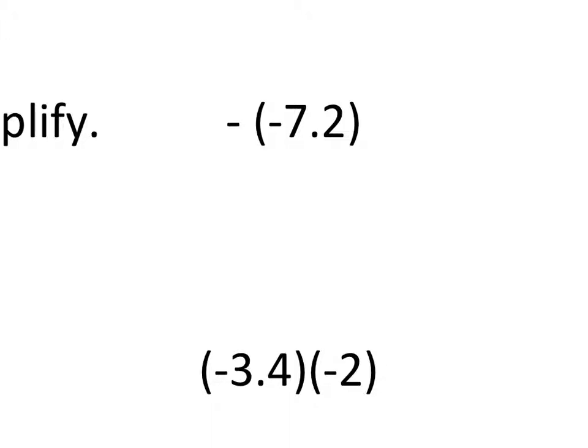Alright, so this first problem, negative times negative 7.7. We know because we have a sign right in front of parentheses that here we're using multiplication. So negative times negative makes a positive. So all we're left with is 7.2. That's our answer. Let's look at the next one.